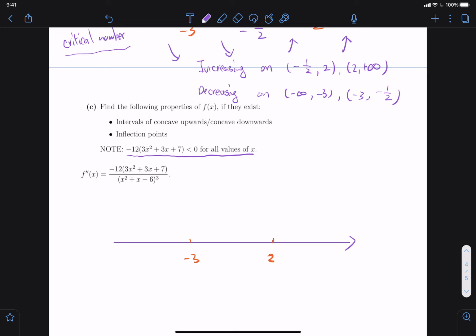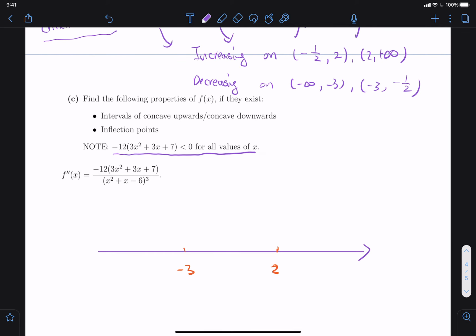Okay, so we know that the second derivative always has a negative numerator, as is in the note, right? So the numerator is negative, we only need to take a look at the sign of the denominator. So the sign of the denominator depends on the sign of this x squared plus x minus 6. Right? So this thing is actually negative 12 times 3x squared plus 3x plus 7 divided by x plus 3 times x minus 2 to the 3. Right?